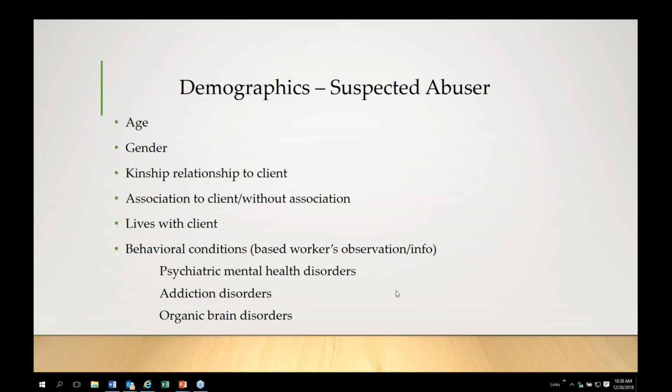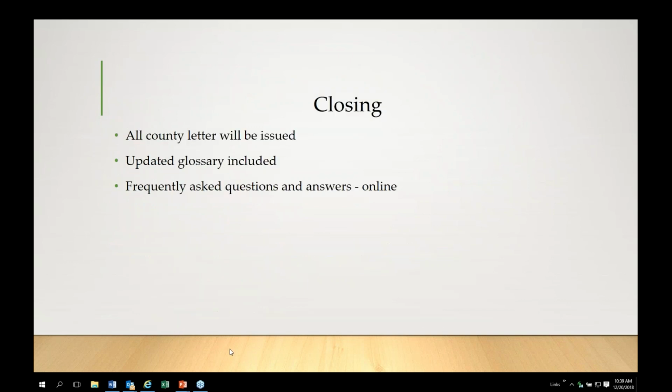Okay. And just as we ask for the clients, we're going to ask for the suspected abusers: do they have a behavioral condition? And we've kind of lumped these together: psychiatric mental health disorders, addictive disorders, or organic brain disorders. So schizophrenia, bipolar would go in your psychiatric mental health disorders. Addiction is going to be alcoholism, substance abuse, gambling, all of those kinds of addictions. And organic brain disorders is going to be your traumatic brain injuries, and that's where you're putting dementias if the suspected abuser has dementia.